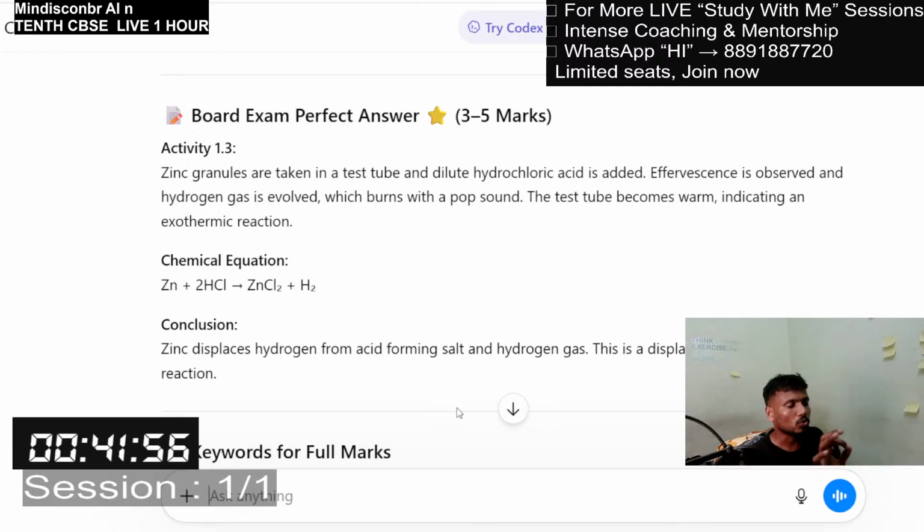And why is it called a displacement reaction? Because zinc displaces hydrogen from HCl. And this hydrogen burns with a pop sound. That is very important. The hydrogen burns with which sound? Pop sound.